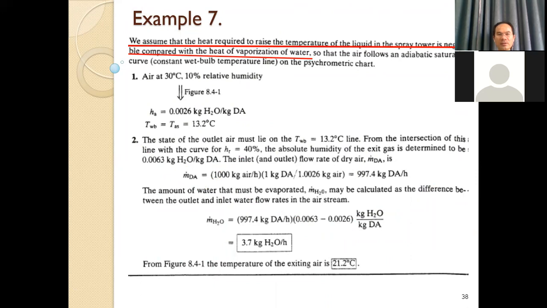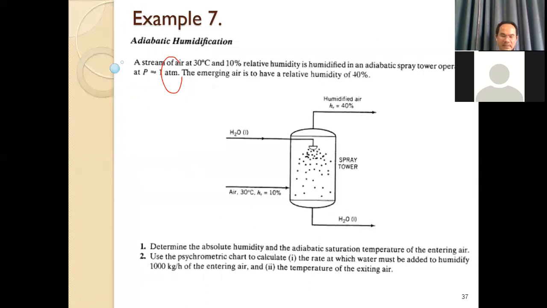Okay, for this case, you know the west bound, it should be on this line. What is the outlet temperature? The inlet is 30 with 10% relative humidity. You know SA, you know west bound. The outlet is 40% relative humidity.